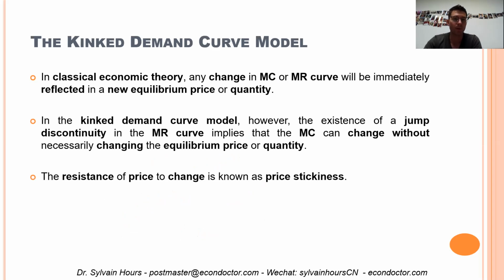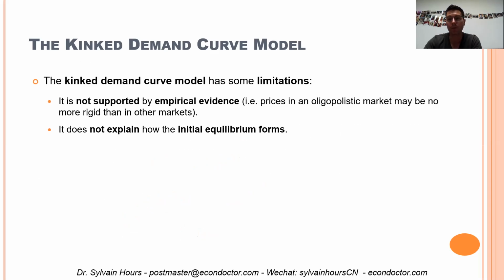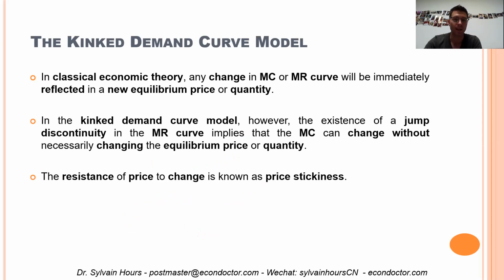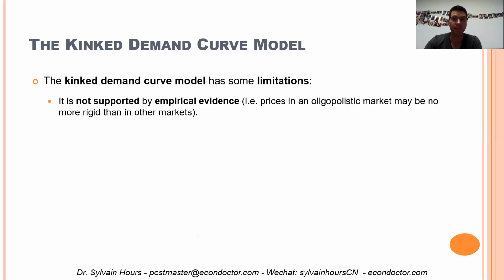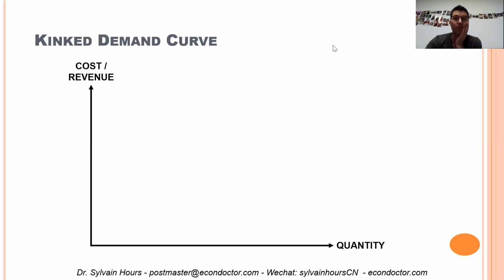Then there is something about the limitations, but it's really self-explanatory, so I don't want to say too much about that. I think I said everything about the kinked demand curve model. So let me summarize what I think is important briefly. What is the objective of the model? It's to explain price stability in oligopolistic markets, even when firms do not collude.